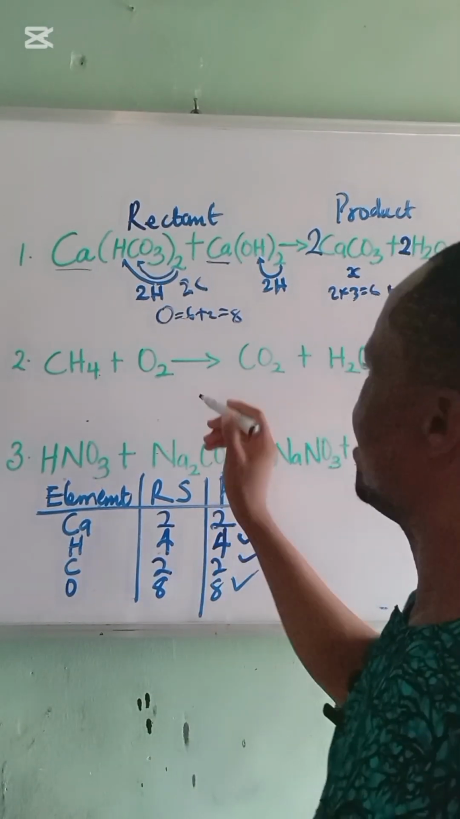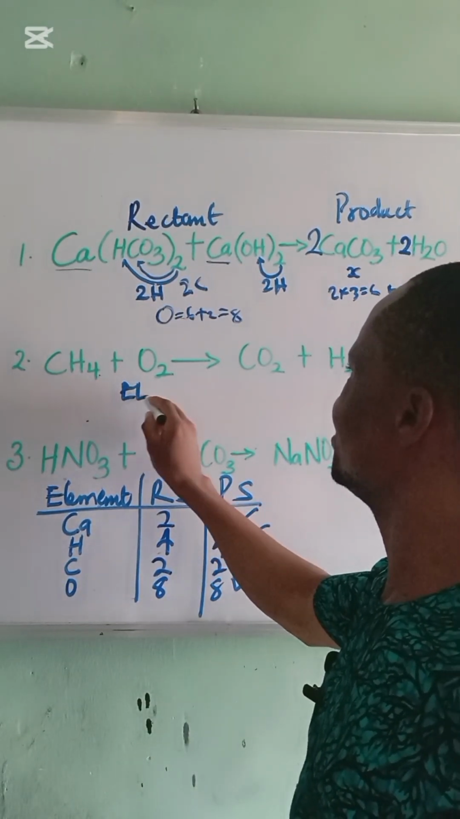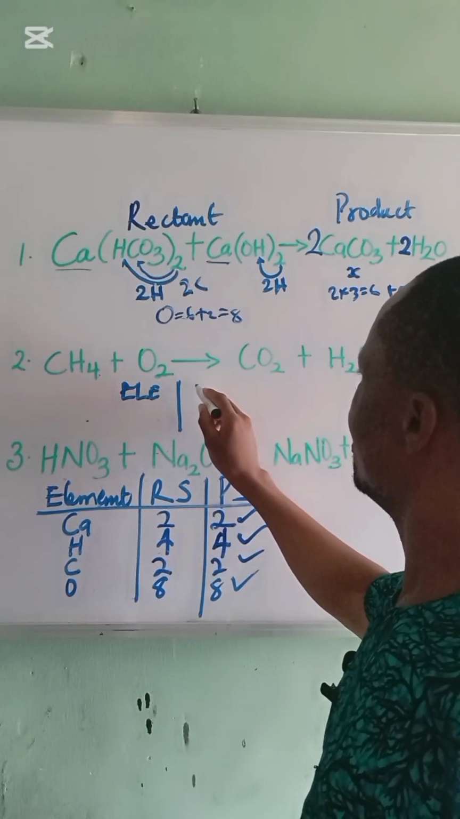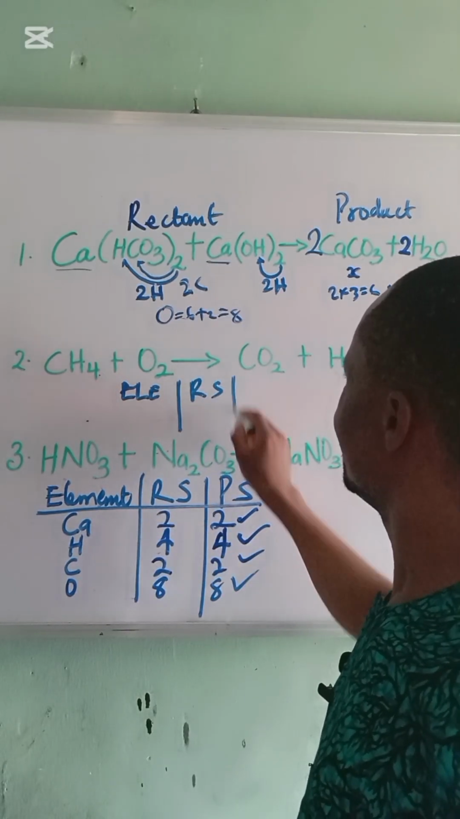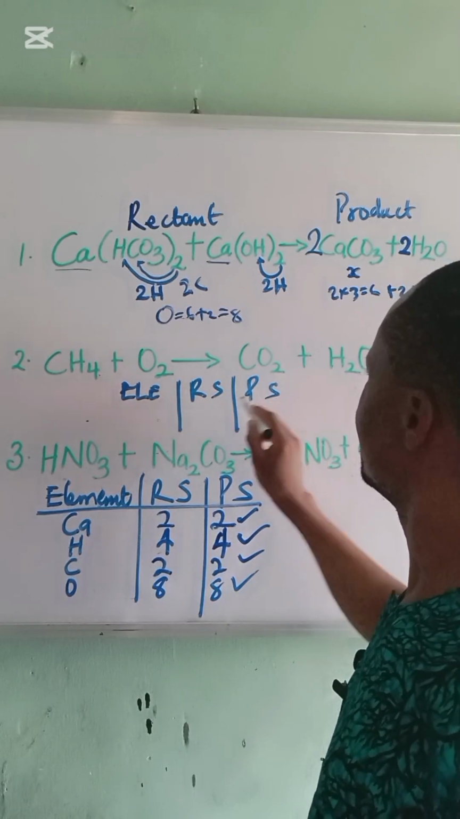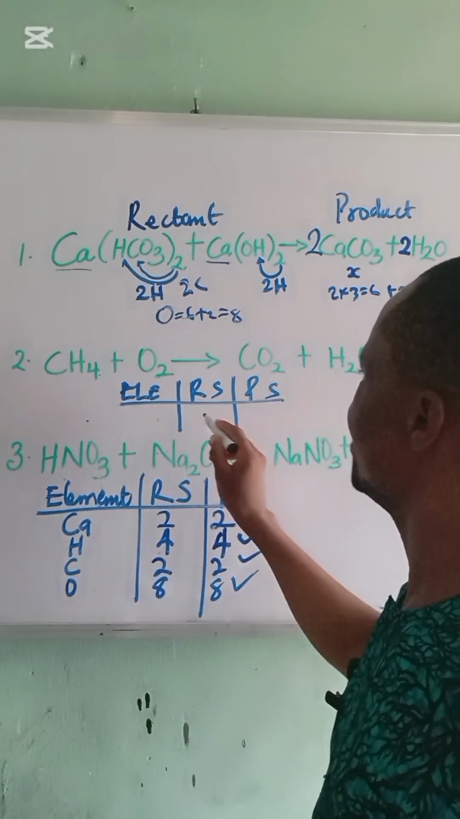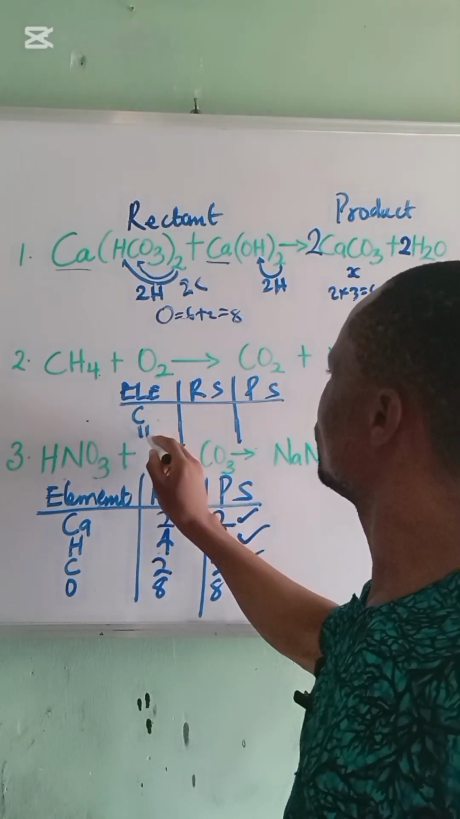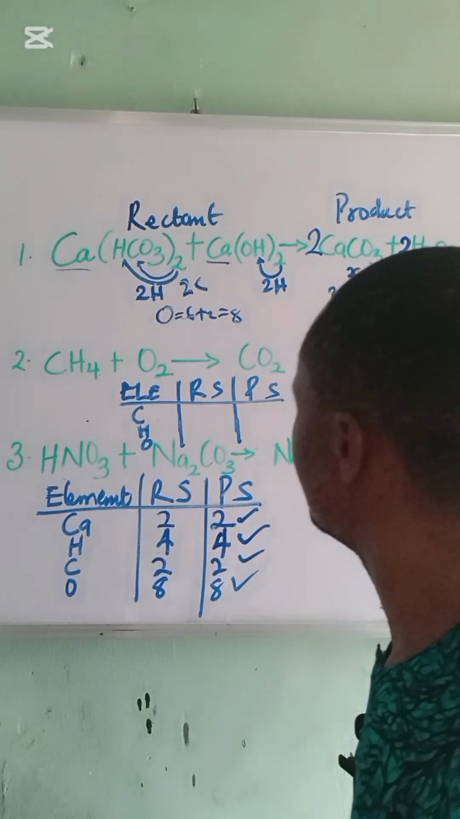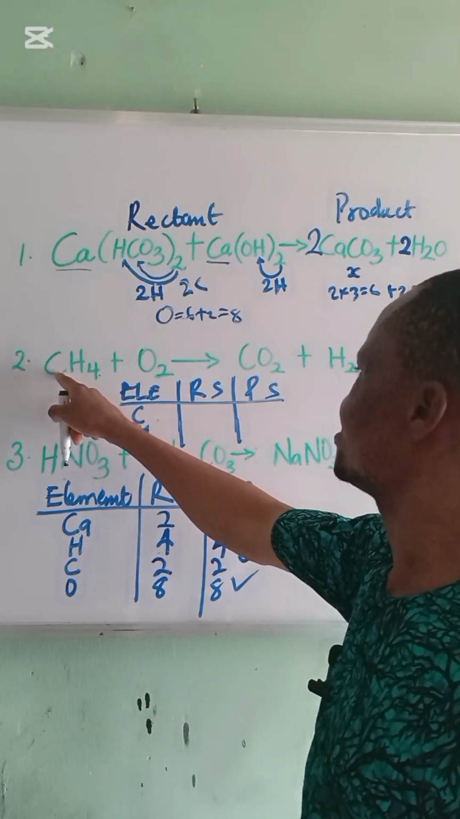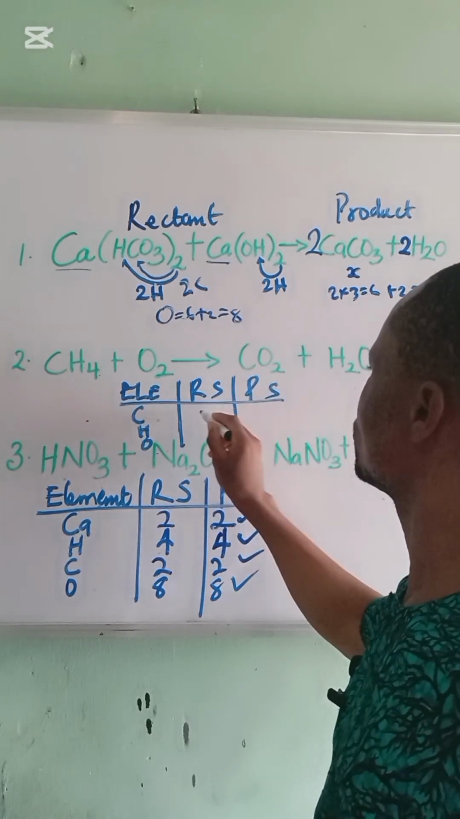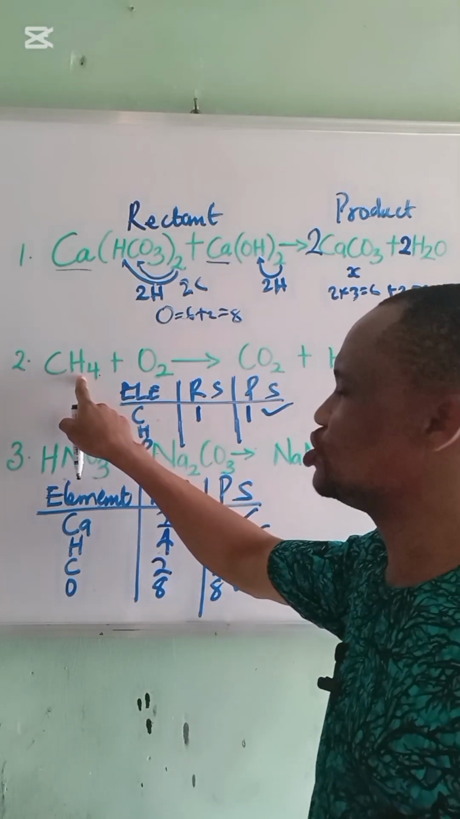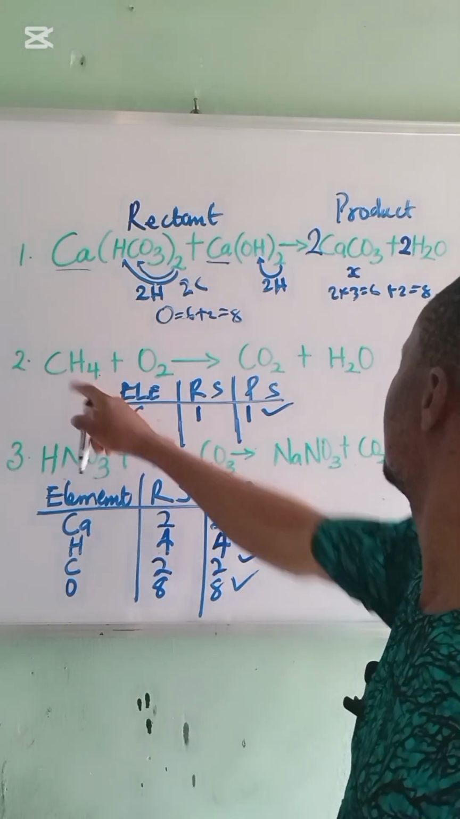Now let's take the second one. Remember, we have element. Let's represent it with EL. Then remember, we have the reactant side and we have the product side. Let's write the element involved. The elements involved are carbon, hydrogen, and oxygen, right? So carbon is how many here? 1, and carbon is 1 here. So carbon is balanced.